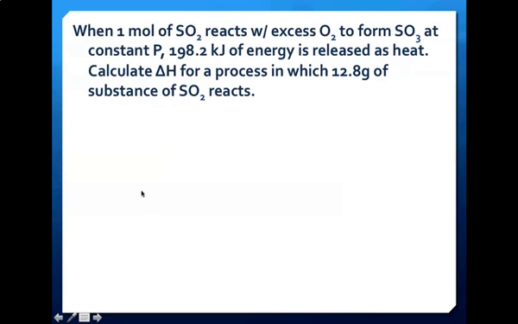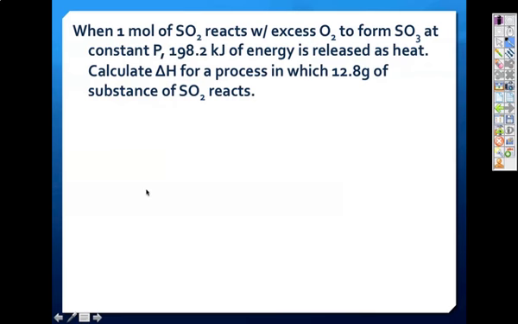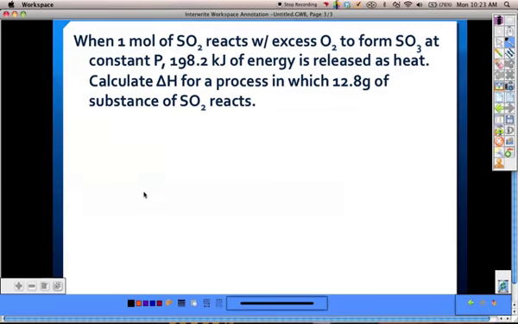We have 1 mole of SO2 reacting with excess O2 to form SO3 at constant pressure. And for that 1 mole, 198 kilojoules of energy is released as heat. We need to calculate the delta H for the process in which we have 12.8 grams of substance, SO2, reacting. So let's pull this apart. First thing, we need a balanced reaction.